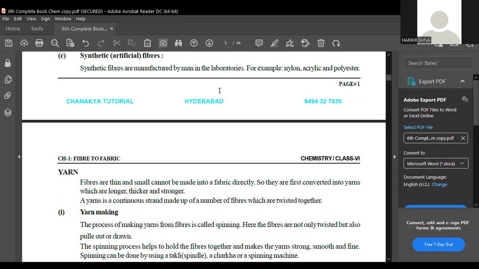Cleared your doubts? Any doubts, Vedant? No, sir. If you have any doubts, you can ask. No problem. No, sir, my doubt is clear. So, Karthik, I have a doubt. Yeah, Karthik, you can ask.